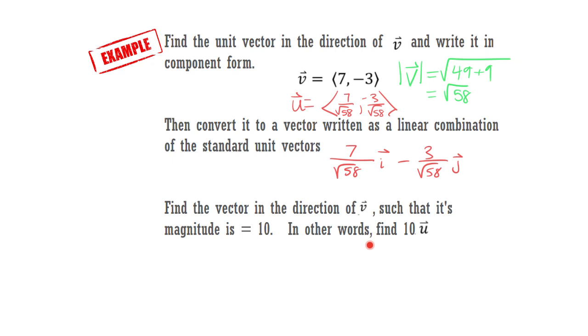And it doesn't really specify if they want it written as a linear combination of the standard unit vectors, so I think I'm just going to put it in component form. So I'm taking the unit vector up top times 10. And that would be 70 over the square root of 58, negative 30 over the square root of 58. And that vector is going the same direction as V, but it is exactly 10 units long.